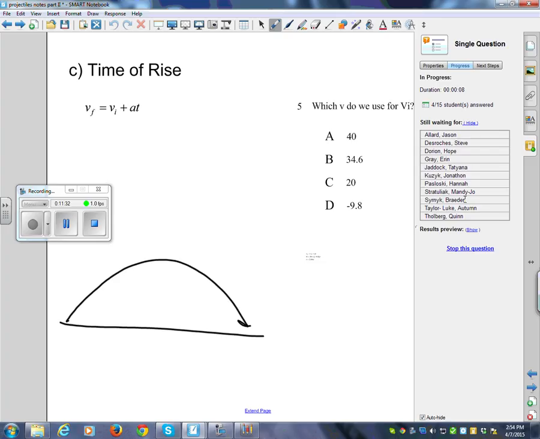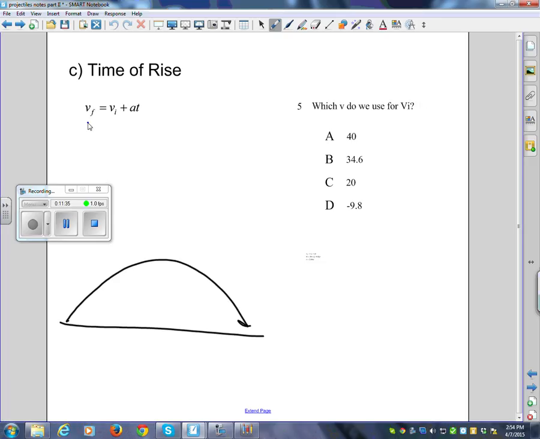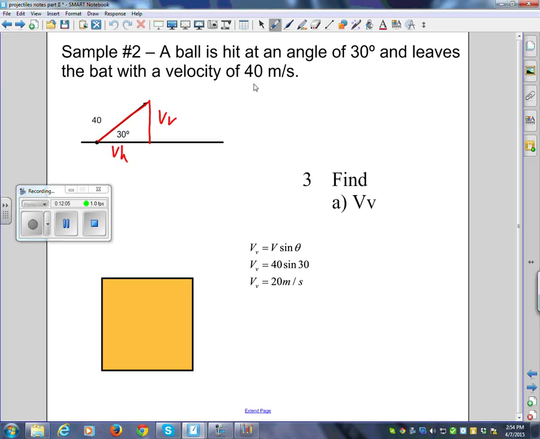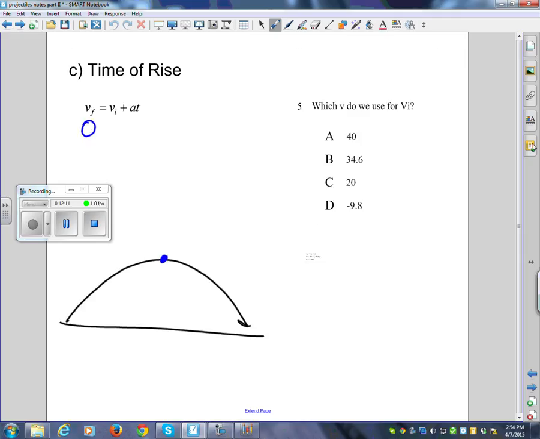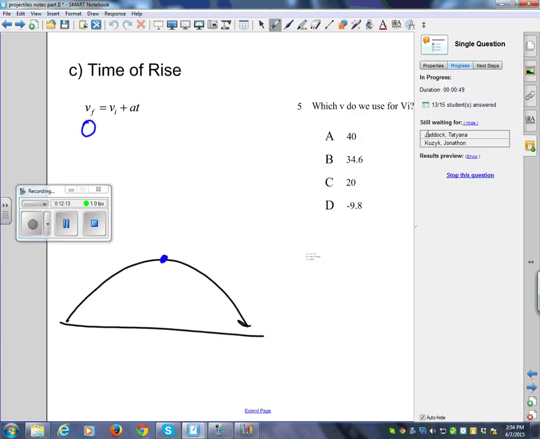What is the VF, by the way? 0. Why? Time of rise. How fast is it going vertically at the peak? Are we answering VF? You're answering A, B, C, or D. The question is, which V do we use for VI? We've got 40. We got 20. We got 34.6. Which V do you use for VI?